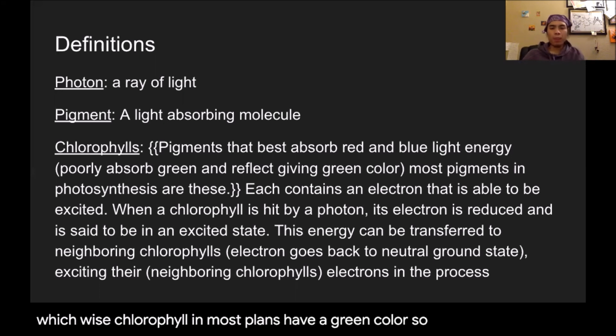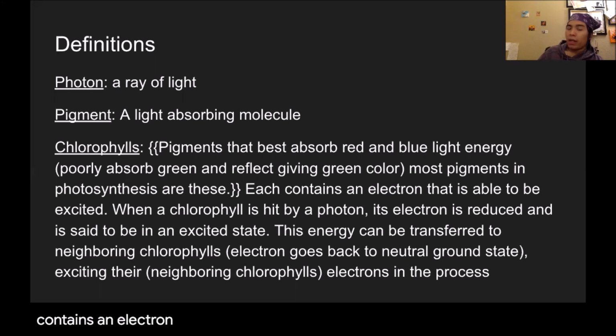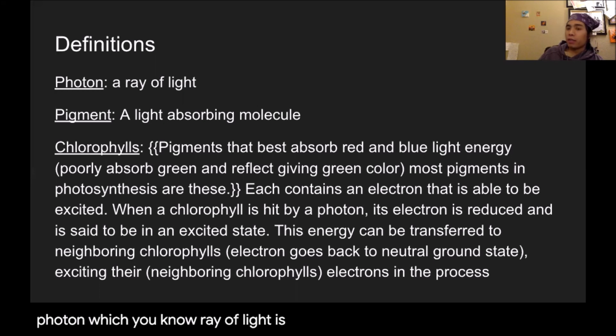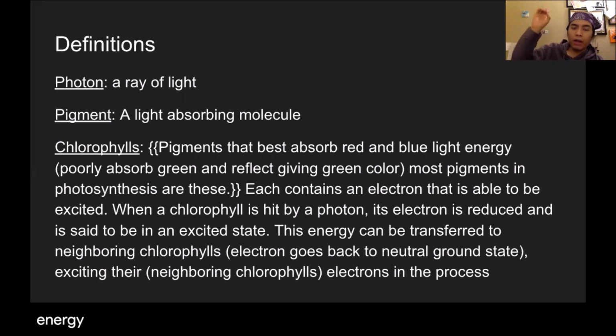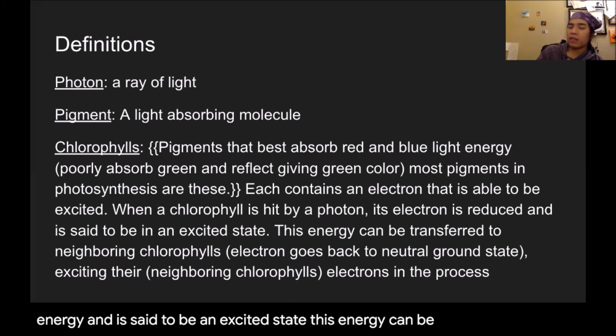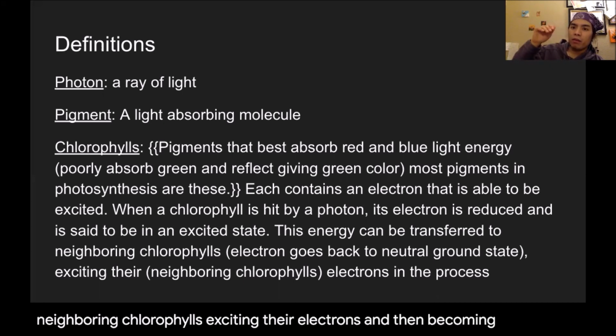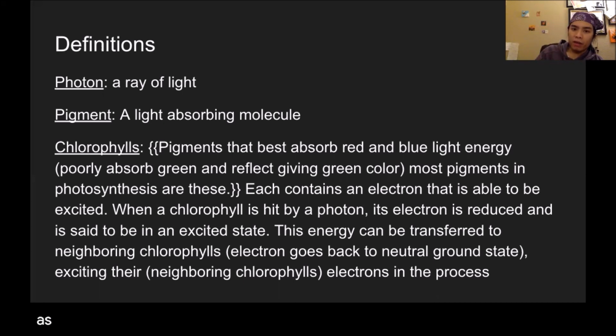So each chlorophyll contains an electron that is able to be excited. So when a chlorophyll is hit by a photon, which is a ray of light, its electron is reduced. So its electron gains energy and is said to be in an excited state. This energy can be transferred to neighboring chlorophylls, exciting their electrons and then becoming non-excited itself, which would be the neutral ground state.